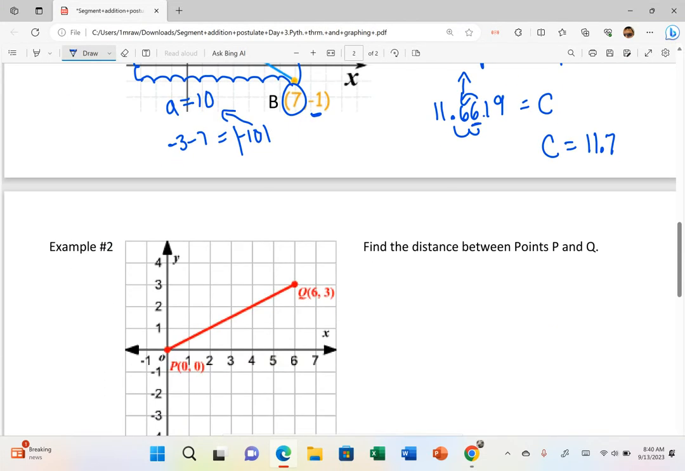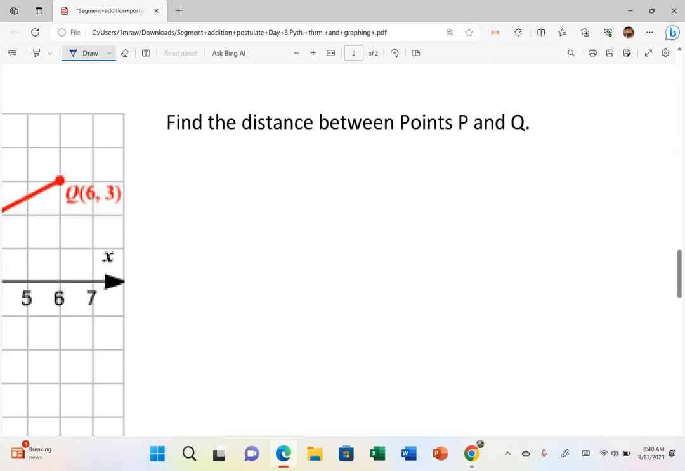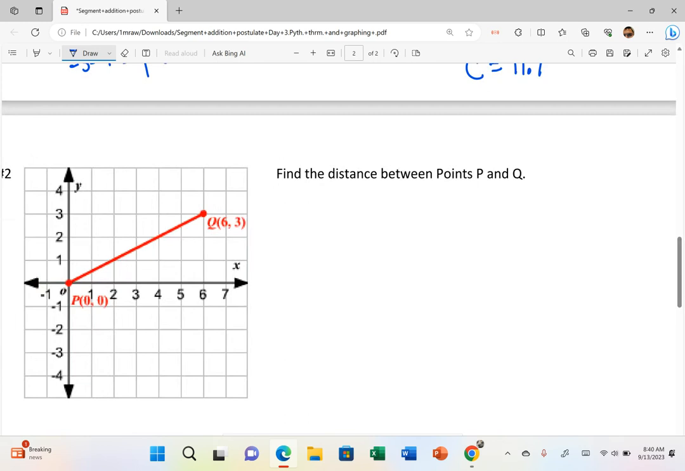I apologize on the graphs, they might be a little messed up. I do apologize about that.